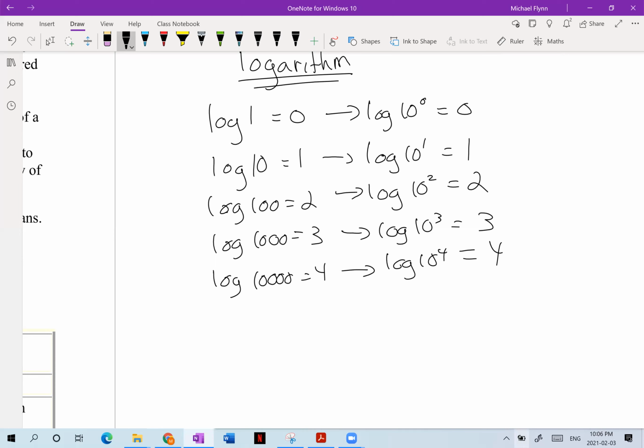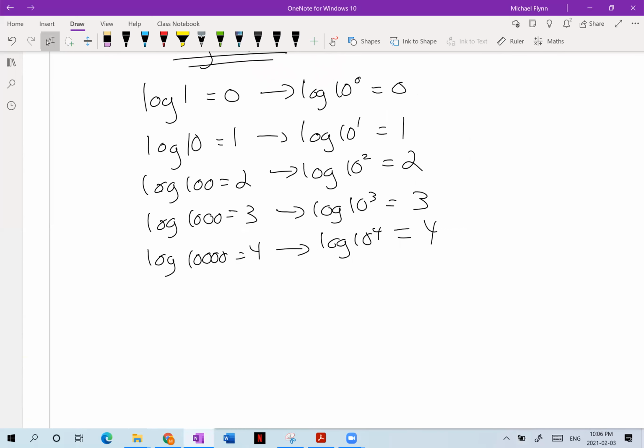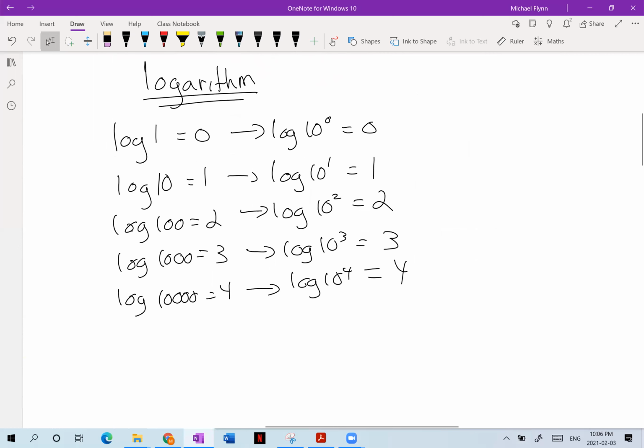You're not going to need to use a calculator or the log button on your calculator for this though. It's actually way easier than that, and I'll show you that in a moment. But my point is, this is what the log button does. It tells you how many powers of 10 there are in your number.